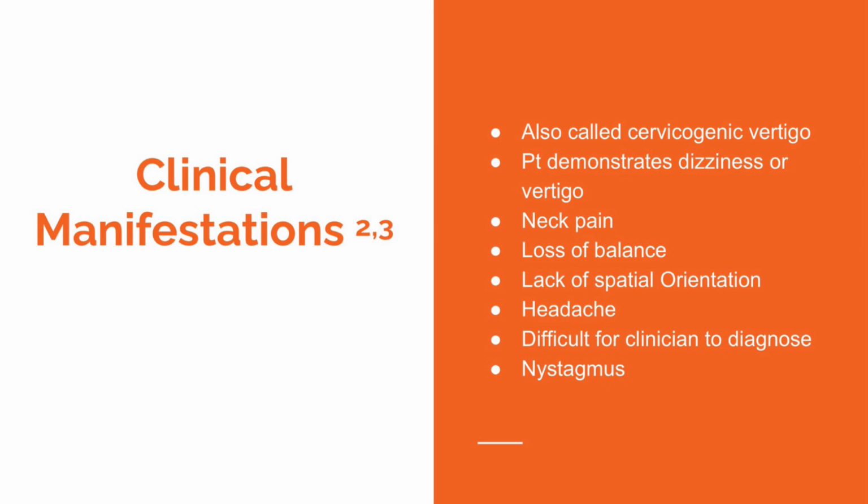So as we said before, it's also called cervicogenic vertigo. The patient may demonstrate dizziness, a lot of neck pain, especially to the touch, and loss of balance. There are a lot of motor and sensory issues that happen with this condition. So lack of spatial orientation, that means you have problems knowing where you are and how you got there. Lack of coordination.